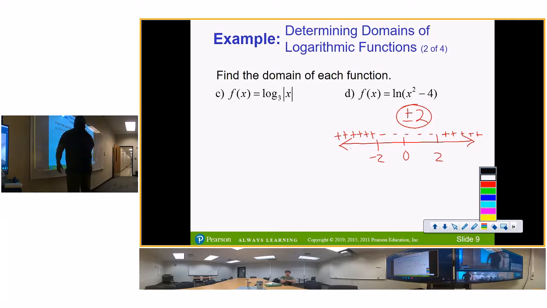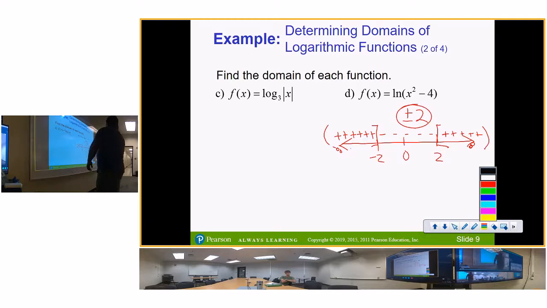What's this area here called? Okay, so from negative infinity to what? Inclusive? Yes. So that would be a bracket and a parenthesis. And then inclusive of 2. And then what? To infinity. So there's your domain there.